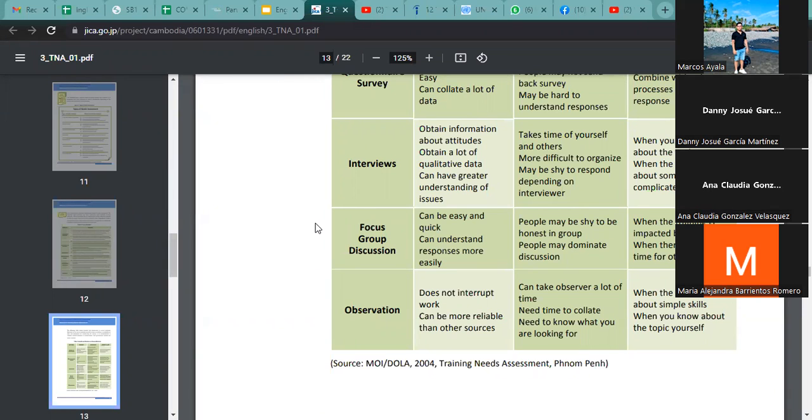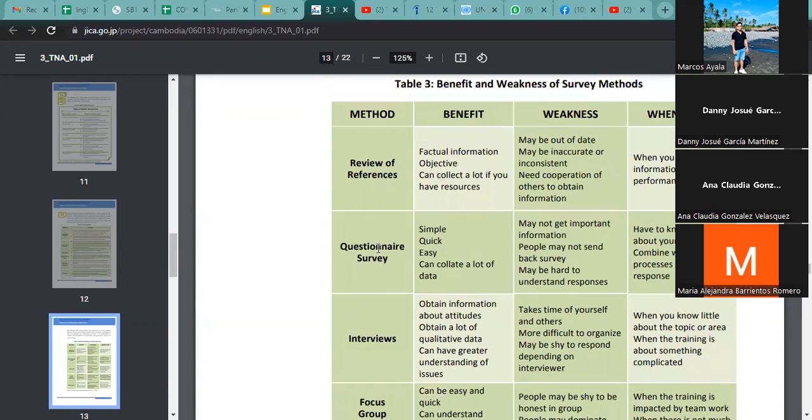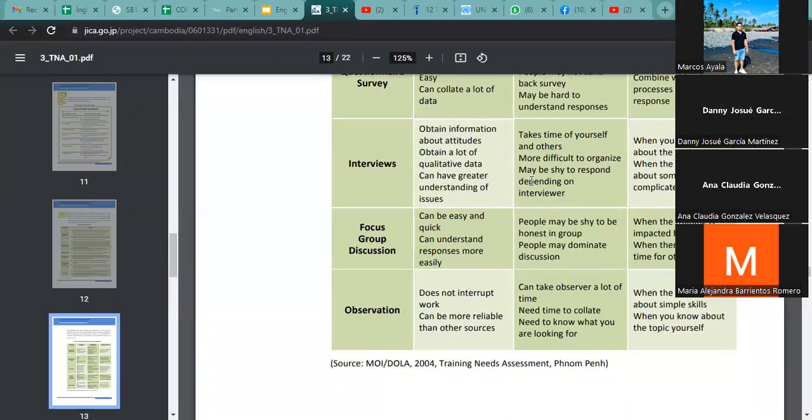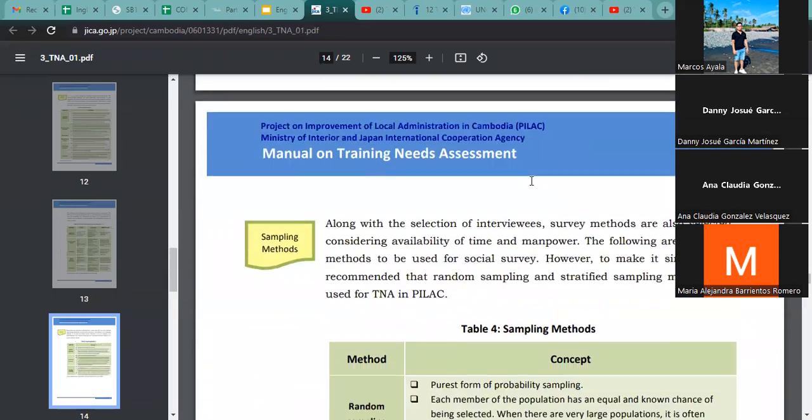Okay, very good. So this is a nice thing because we will be able to check what was the benefit, what are the weaknesses, so we can identify when to use. That's why it's very important to understand which method we're going to use depending on the situation and depending on what you want to get, what kind of data you want to get, how you will understand the information. So this is just a reading, actually. We're not going to analyze because there's nothing to analyze there.